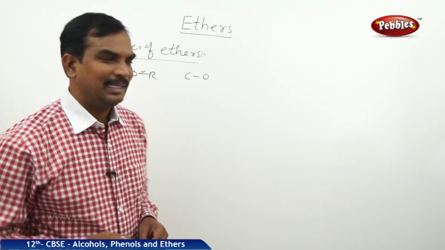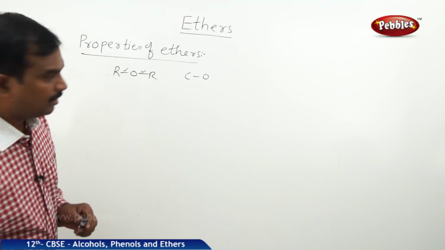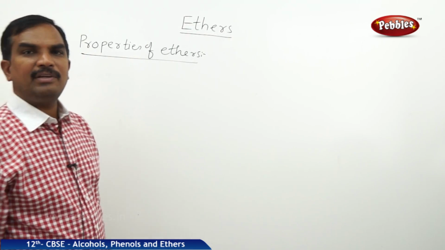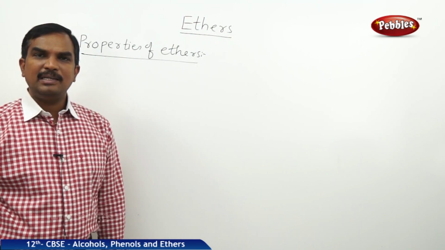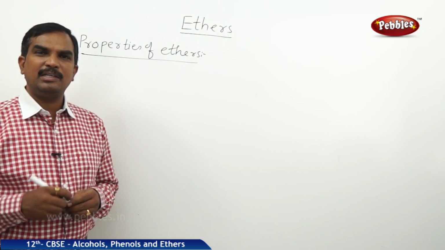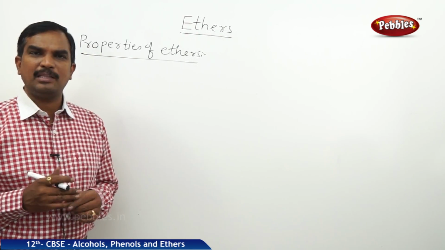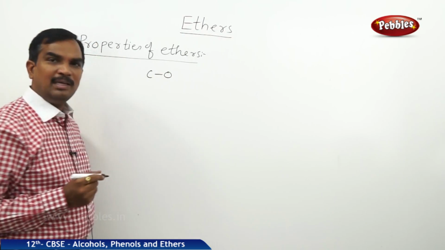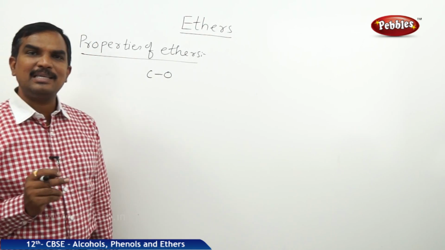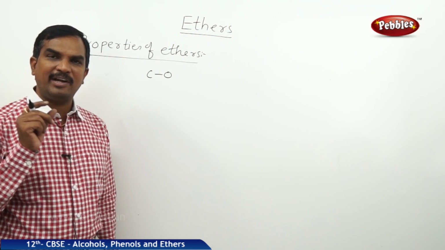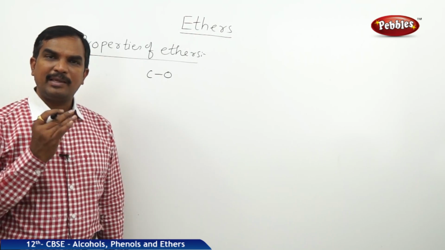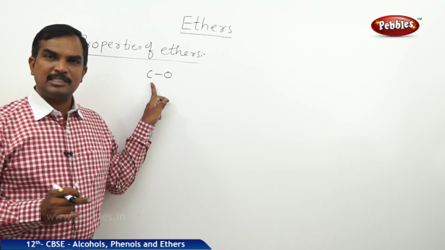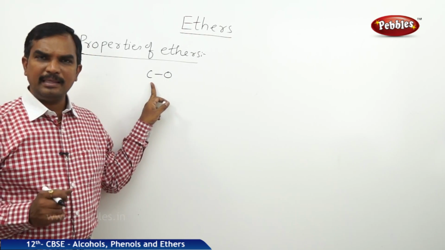Now let us go to the chemical reactivity of the ethers. Whenever we talk about the reactivity, it is difficult to break the bond between the carbon atom and the oxygen atom of the ethers. But under drastic conditions, that means by providing the required conditions, we can break the bond between oxygen and carbon in the ethers.